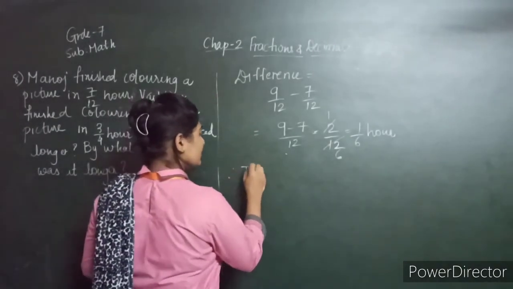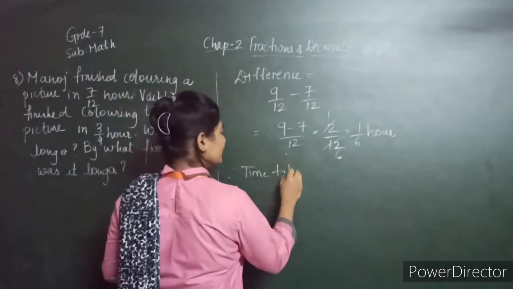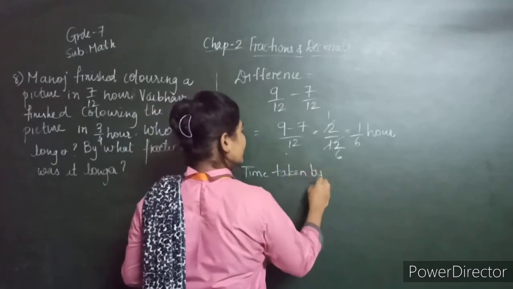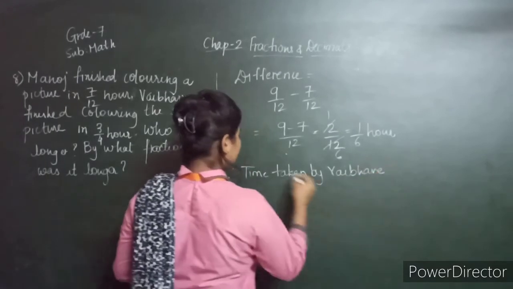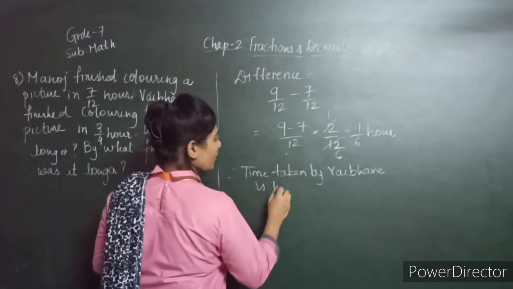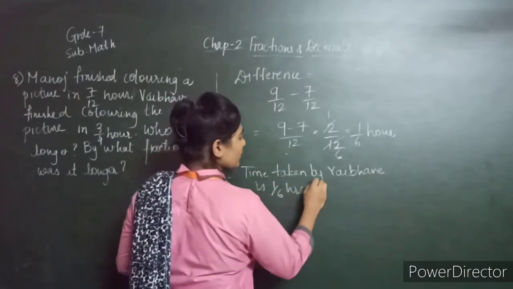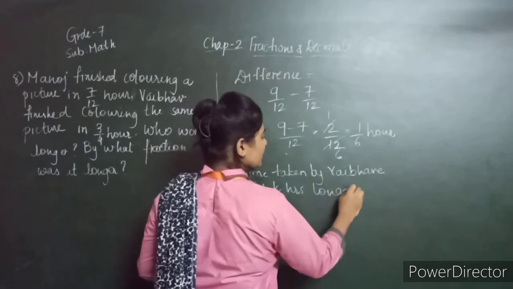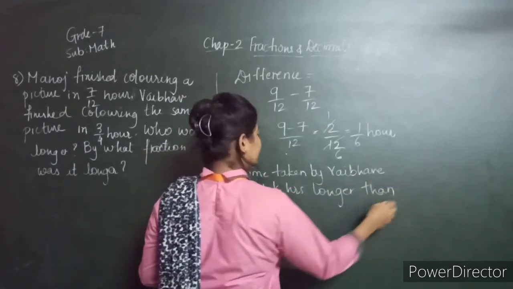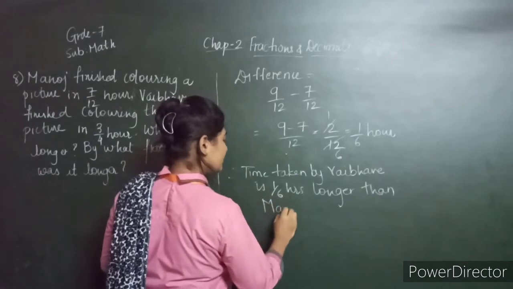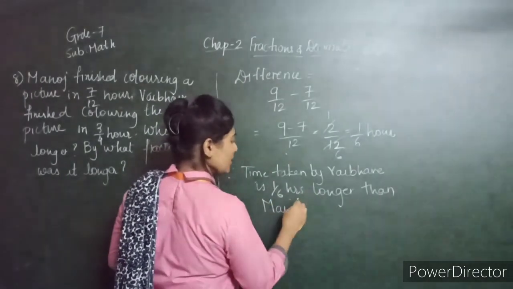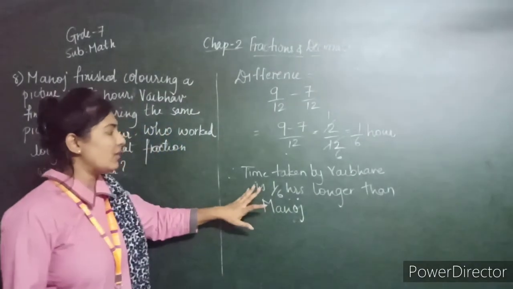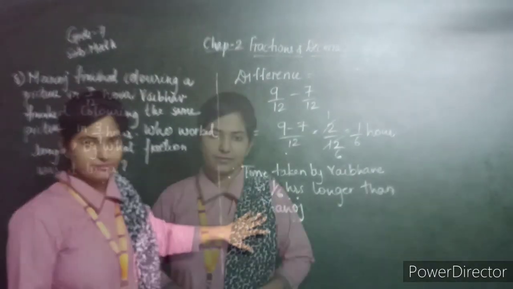Therefore the time taken by Vaibhav is 1 upon 6 hours longer than Manoj. So here more time is taken by Vaibhav than Manoj.